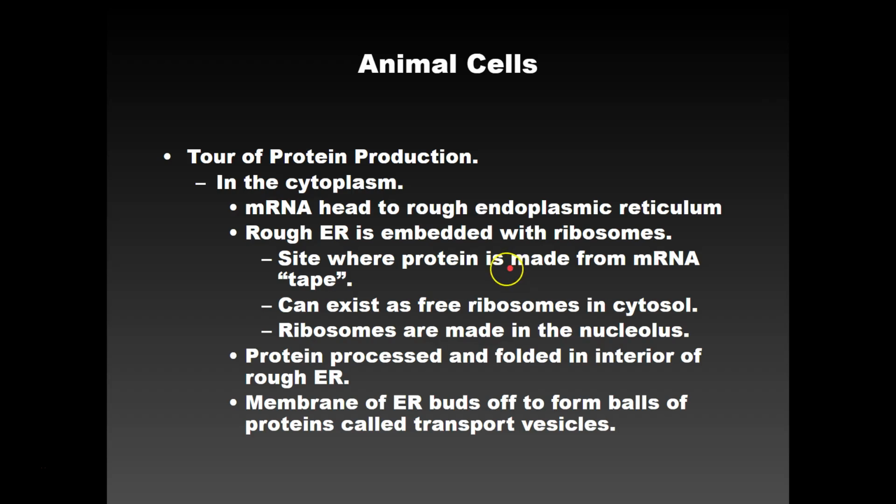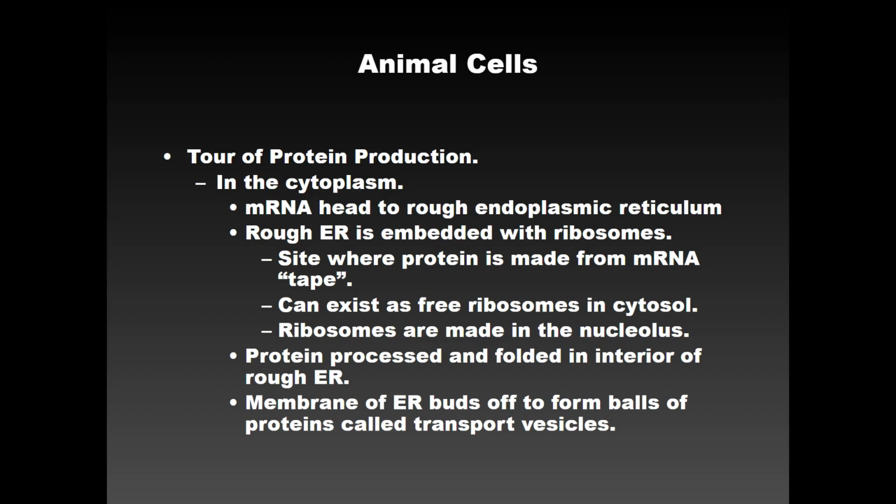So protein is made by the ribosomes, and the ribosomes are on the endoplasmic reticulum a lot of the time. Ribosomes don't necessarily need to be attached to an endoplasmic reticulum. They can also just be free within the cell. And like I said earlier, ribosomes are made in the nucleolus.